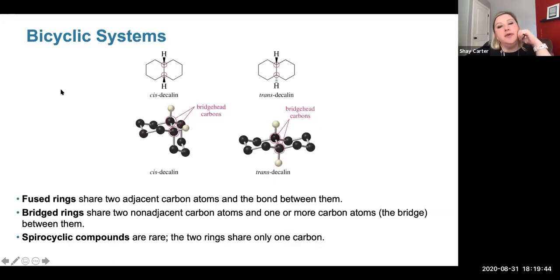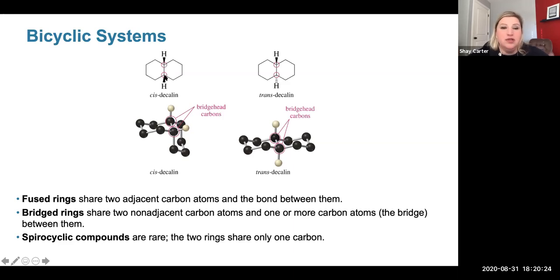Okay, so let's talk a little bit. So we're going to completely switch gears and quit talking about conformers of cyclohexane and talk about bicyclic systems. So these are alkanes where we have more than one ring. Okay, and we can have fused rings where these rings share two adjacent carbons in the bond between them. Okay, these are called bridgehead carbons, when the ring is fused like this.